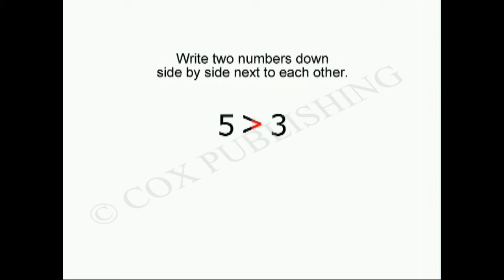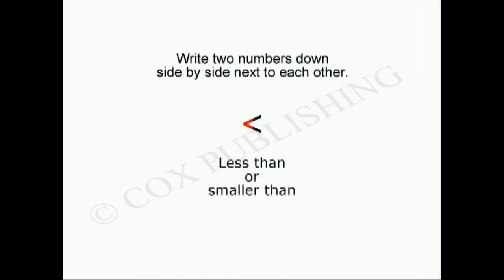Now all I have to do is read the order of the numbers left to right. 5 is obviously larger than 3, so when the arrowhead is pointing to the right, it means greater than or larger than. If I wrote those two numbers in the other order, 3 first then 5, I would flip the arrowhead to point the other way, and it reads 3 is less than or smaller than 5. So when the arrowhead points to the left, it means less than or smaller than.